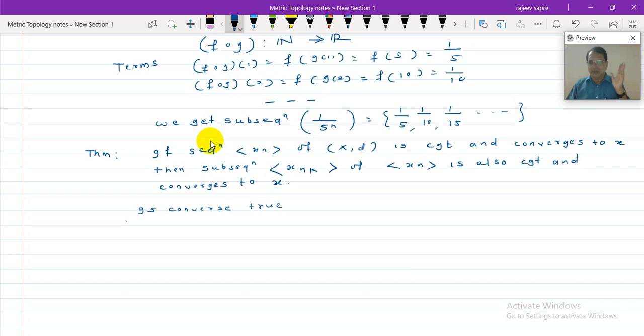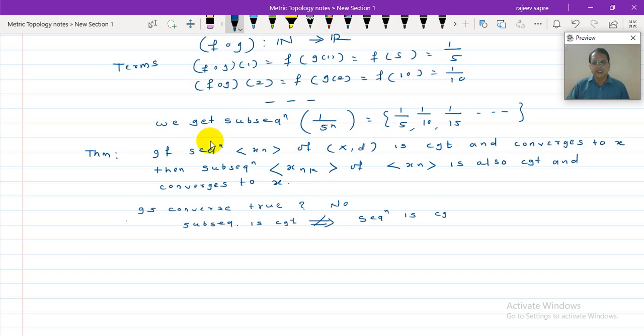In all the previous lectures, many times I have said that whenever you want to say no, it is sufficient to give a counter example. So you produce an example: is the converse true? The answer is no. That means what? Subsequence is convergent does not necessarily imply sequence is convergent.